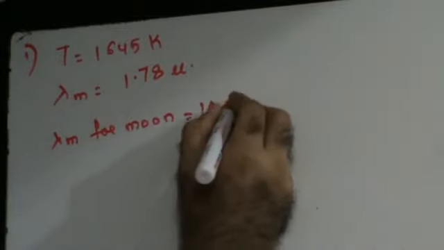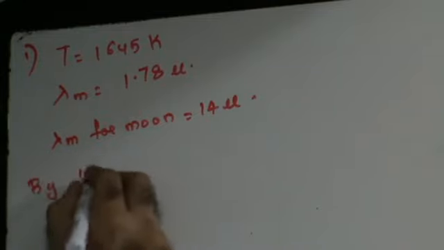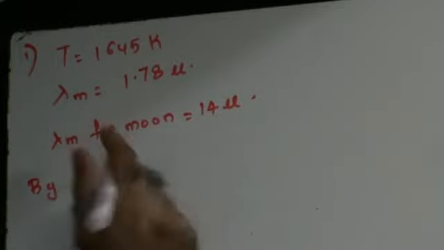Calculate the temperature of the moon if the moon is a black body, if lambda m for the moon is 14 microns. I can use Wien's law of displacement.